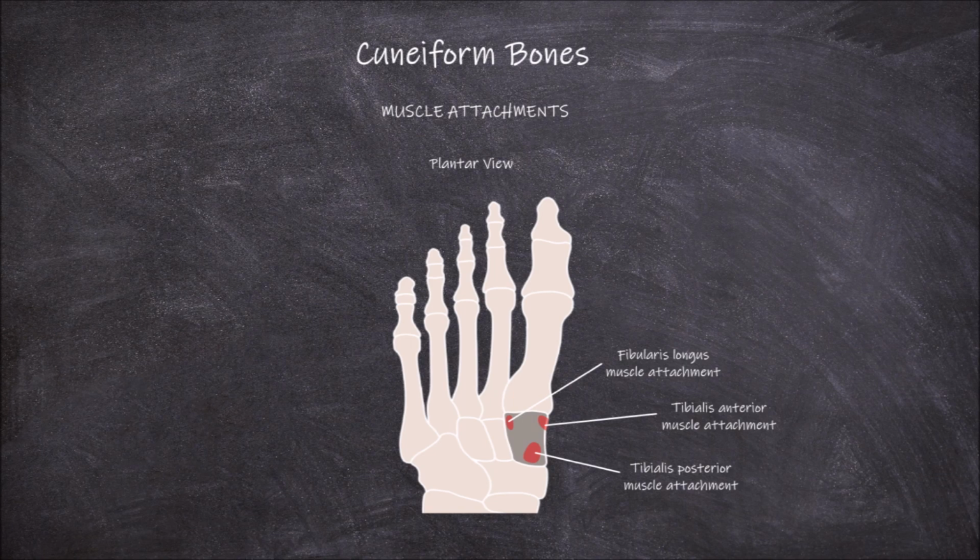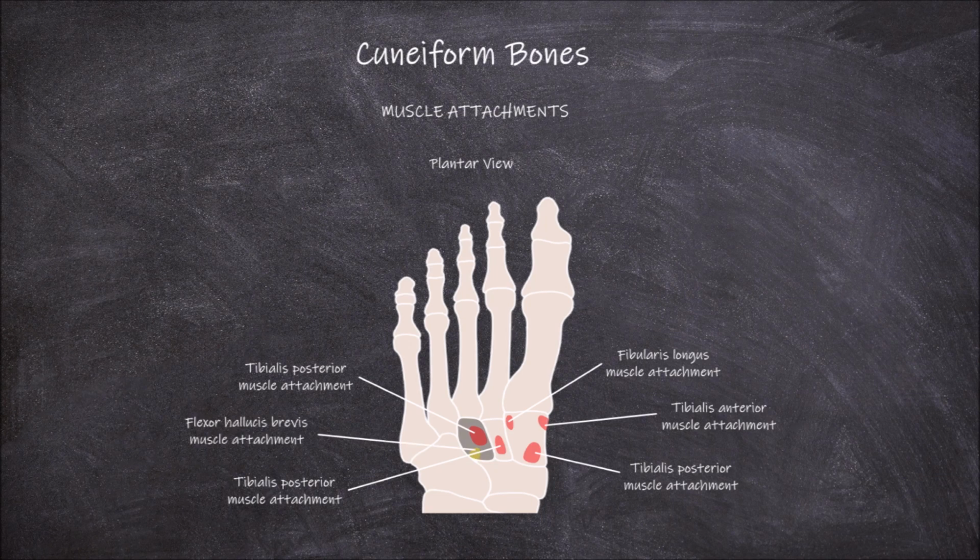The intermediate cuneiform bone only has 1 muscle attachment. A portion of the tibialis posterior muscle attaches onto the plantar surface of this bone. The lateral cuneiform bone also only has 1 muscle attachment. A portion of the tendon of the tibialis posterior muscle attaches onto the plantar surface of this bone. In some cases, a portion of the flexor hallucis brevis muscle originates from this bone.